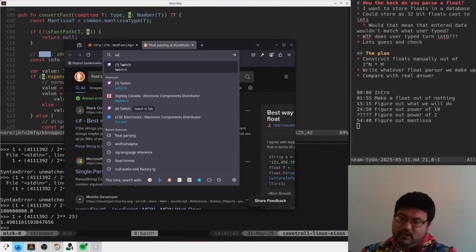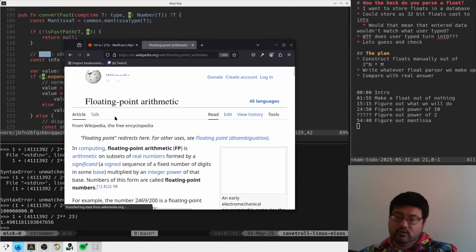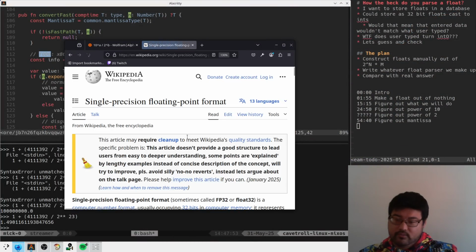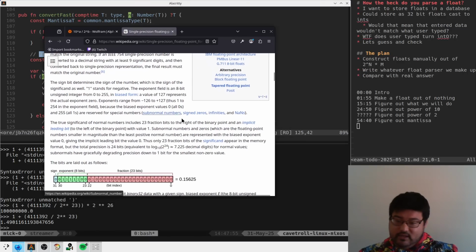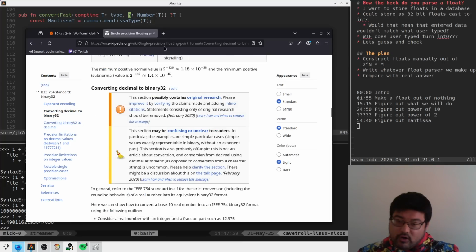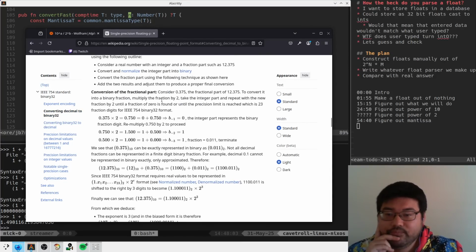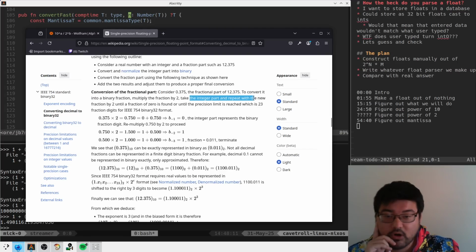Can we look up on Wikipedia, parse float or something? I want to see someone parsing this from a string. Converting decimal to binary 32. Here we go. So what do? Consider 0.375, the fractional part of this thing. To convert it into a binary fraction, multiply the fraction by 2, take the integer part, and repeat with the new fraction.